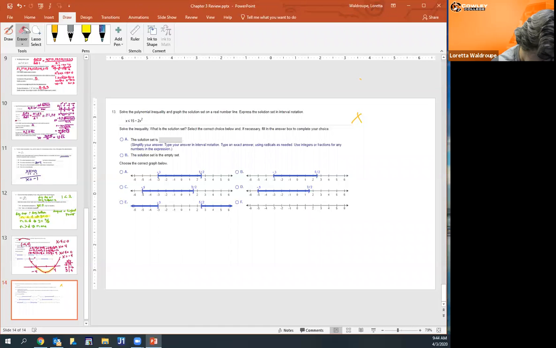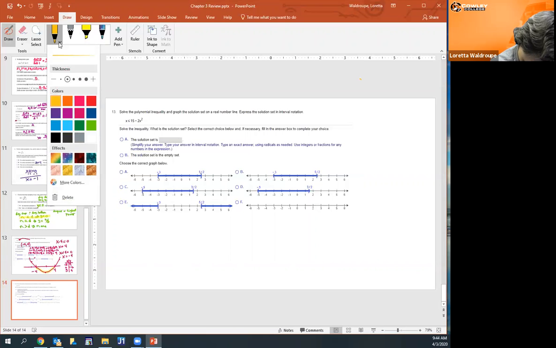I don't like that color. It don't show up real good. So let's do a different color. Trying to stick with the darker colors.